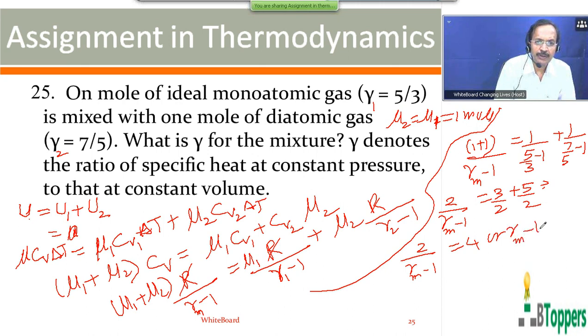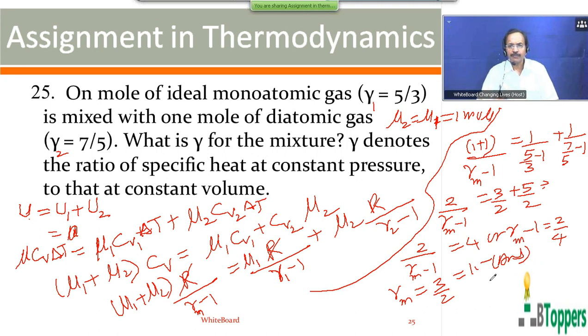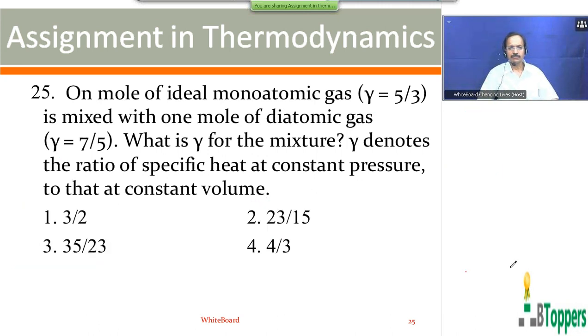Those who want to copy the working, please take a pause and copy the working. So finally, after simplification, gamma for the mixture of the two gases is 3 by 2, or 1.5, which is the answer. So for question number 25, the first option will be the answer.